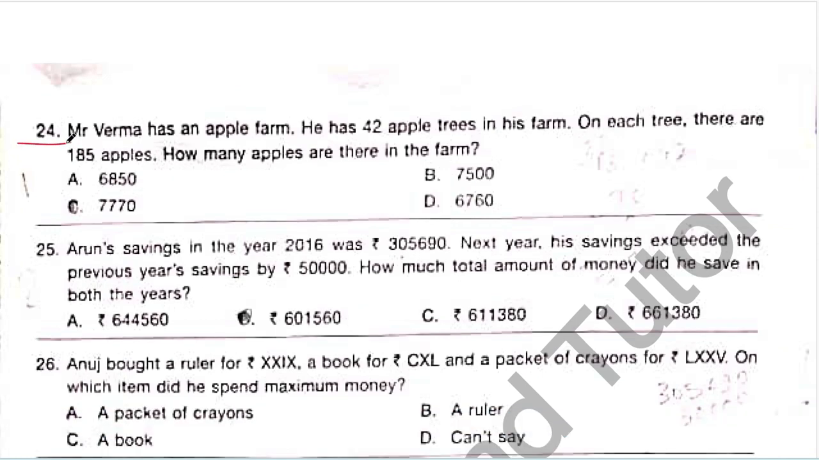Then question 24 is, Mr. Verma has an apple farm. He has 42 apple trees in his farm. On each tree there are 185 apples. How many apples are there in the farm? So there is a farm where 42 apple trees are there. On every tree 185 apples are there. So total apples are 42 multiplied by 185. So it is 7770, which is option C.